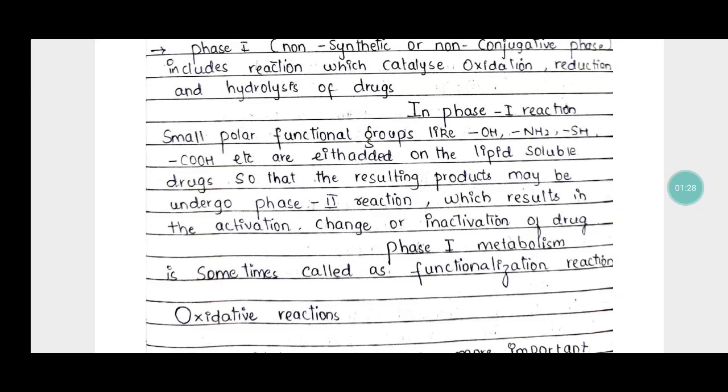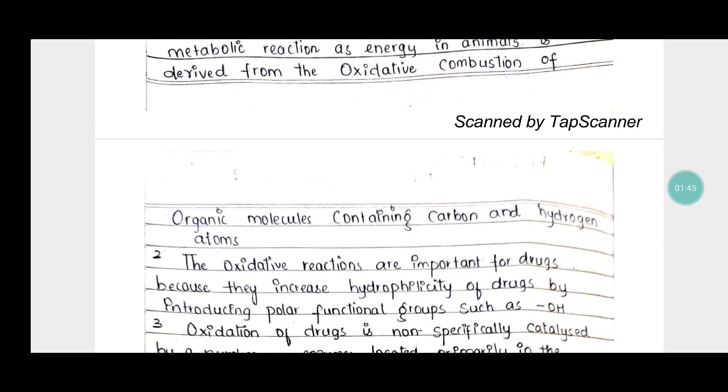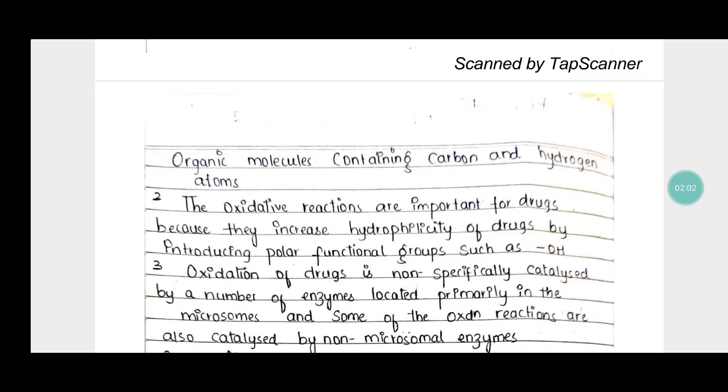So the two oxidative reactions are, number one, the oxidative reactions are more important in metabolic reaction as the energy in animals is derived from the oxidative combustion of organic molecules. Combustion here means the combination of the amino group, hydroxyl group and carboxylic group, containing carbon and hydrogen atoms or molecules or the enzymes.